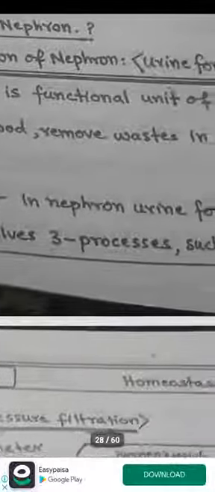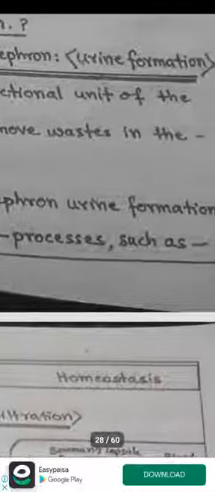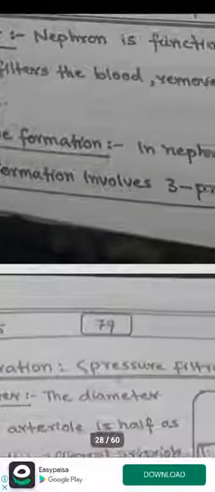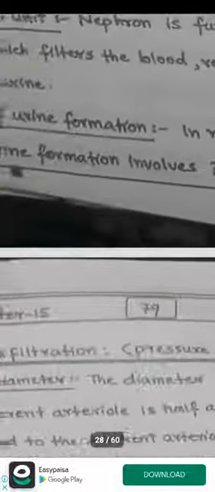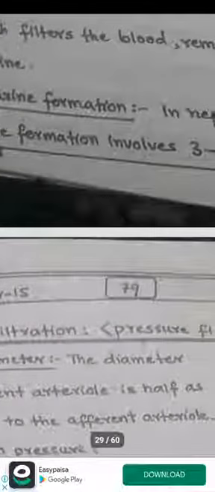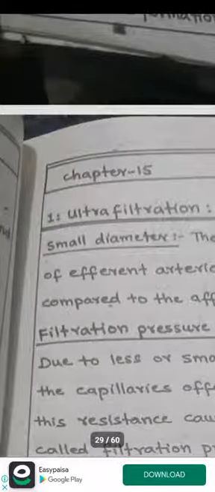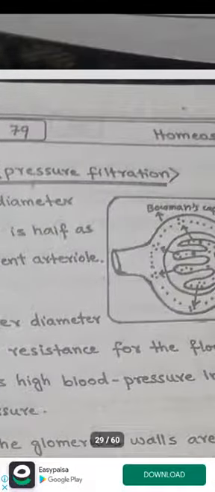Functional unit. Nephron is the functional unit of the kidney, which filters the blood and removes wastes in the form of urine. Process of urine formation: in nephron, urine formation occurs. Urine formation involves three processes. Number 1, ultrafiltration, or pressure filtration.